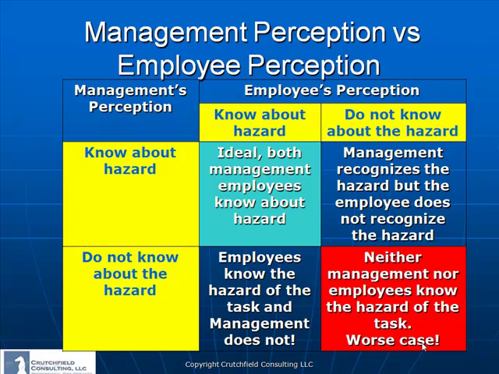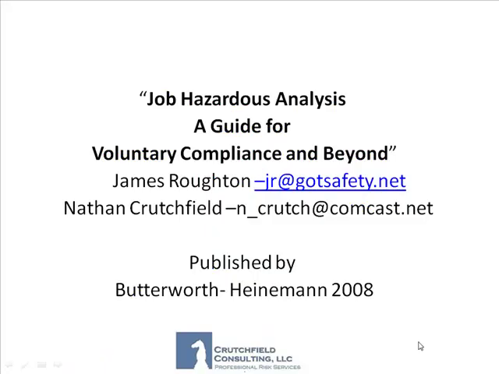This goes well beyond the regulatory compliance stage of things. The ideal is both management and employees know about all the hazards and understand and comprehend the risks that are being taken. On the other hand, we have the extreme where neither management nor employees know what the risks or the hazards are. This can result in catastrophic events well beyond what might well be expected. We'll continue our dialogue with regards to the job hazard analysis in part 2.